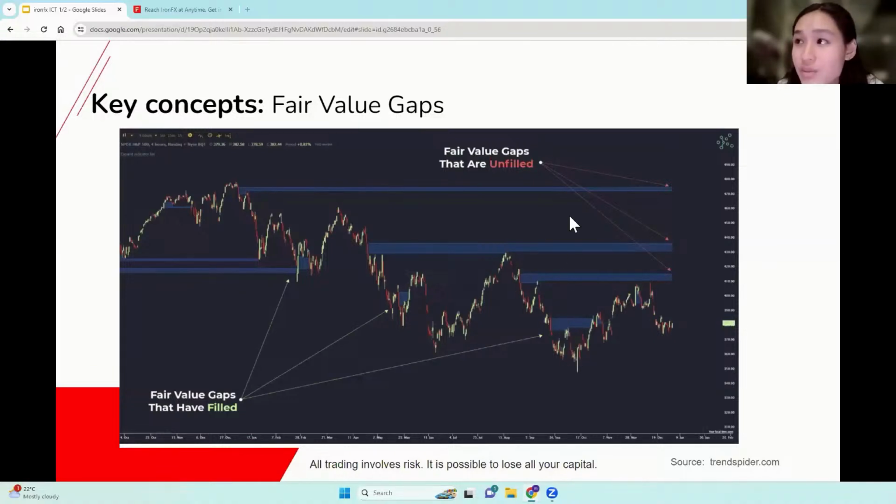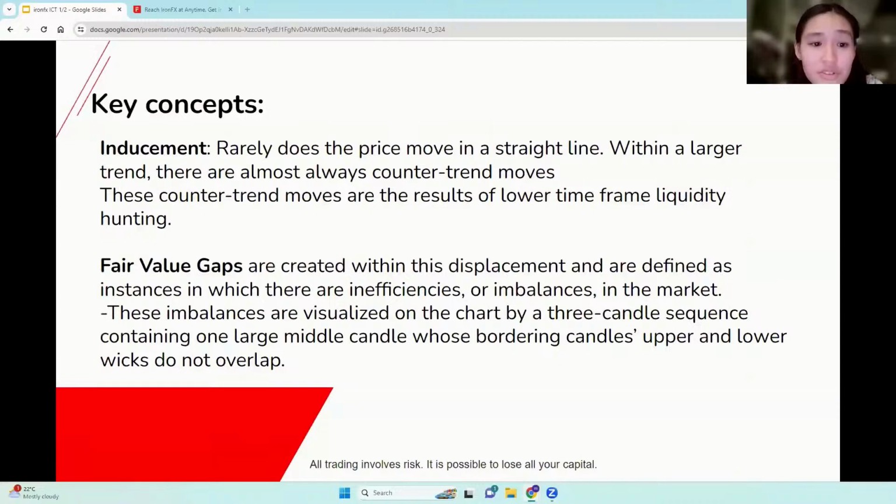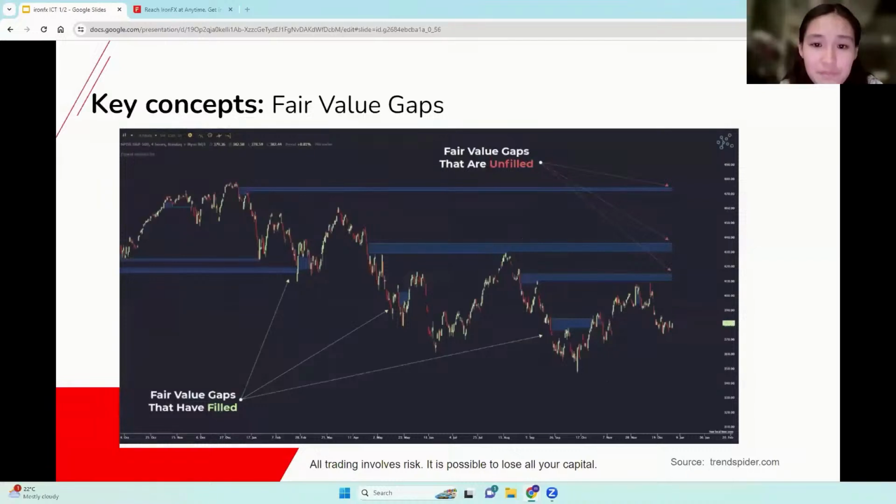So in the example that I have here, the fair value gaps that are unfilled are basically the levels that don't reach that same level or the same areas from the previous price. Okay, I hope that makes sense, but you can just look at the chart, the example that I have here. Maybe to start off, you can look for what we've mentioned in the previous slide, which is the three candle sequence containing one large middle candle whose bordering candles' upper and lower wicks do not overlap. So you can look for some of those examples over here.